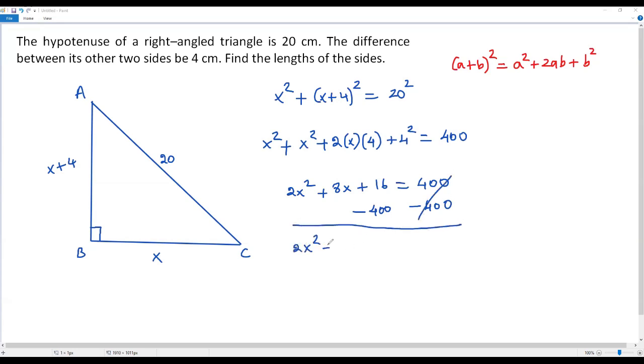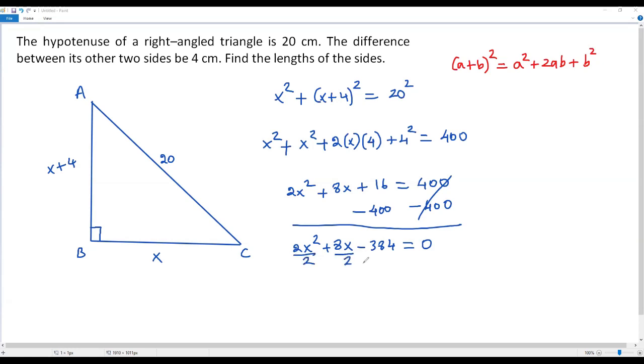Then I'm getting 2x square positive 8x. When I combine this positive 16 and negative 400, I'm getting negative 384 equals to 0. When I look at the coefficient of x square, coefficient of x, and the constant term, everything is a multiple of 2. So we can divide each term of this quadratic equation by 2 to make the numbers smaller. If the numbers become smaller, it will be easier for us to solve the quadratic equation.